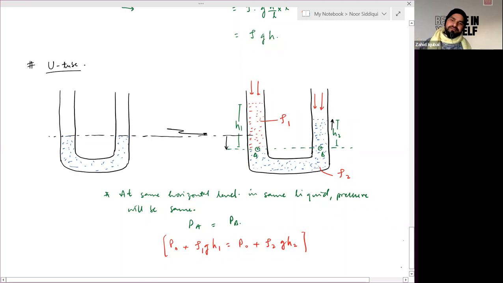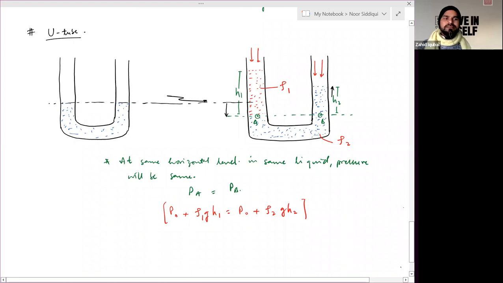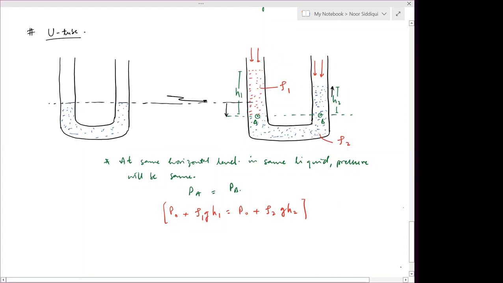Noor, done? No, sir, I was drawing the diagram. Okay. So I'm done.